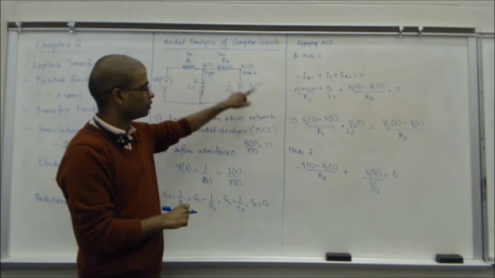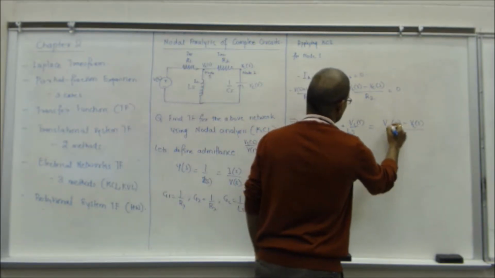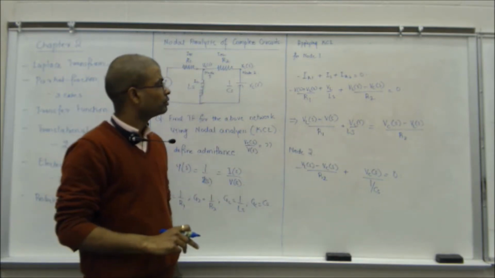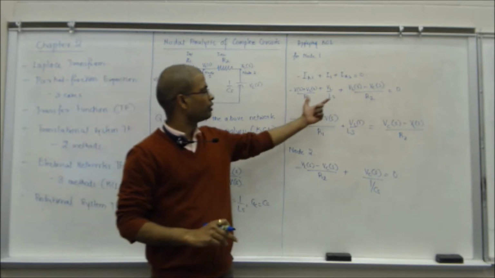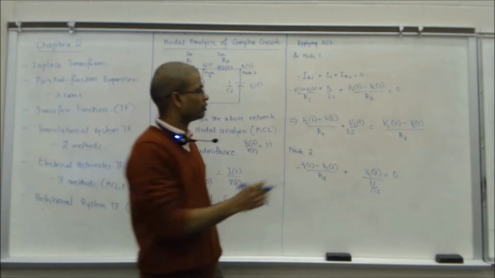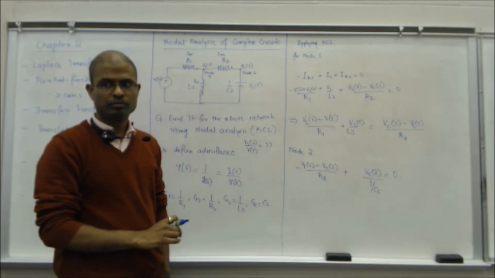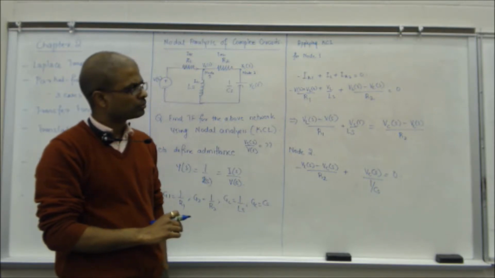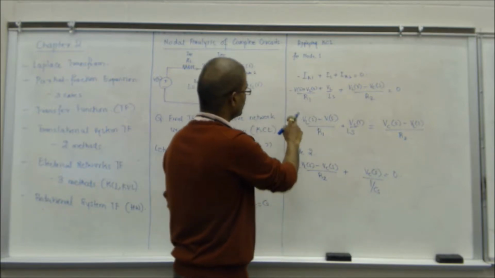For node 2, this is VC. It moved to the other side. Which one did you move to the other side? R2. Okay, so you had to multiply it. Okay, I see. So then it will be V of S minus VL of S? It's VC of S. I'm talking about R1. R1: V of S minus VL of S.